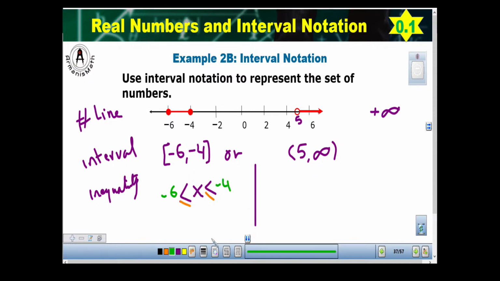This one here is kind of similar, but not that similar. x is greater than 5. That's it. I don't put equal to because it's not included. Okay?